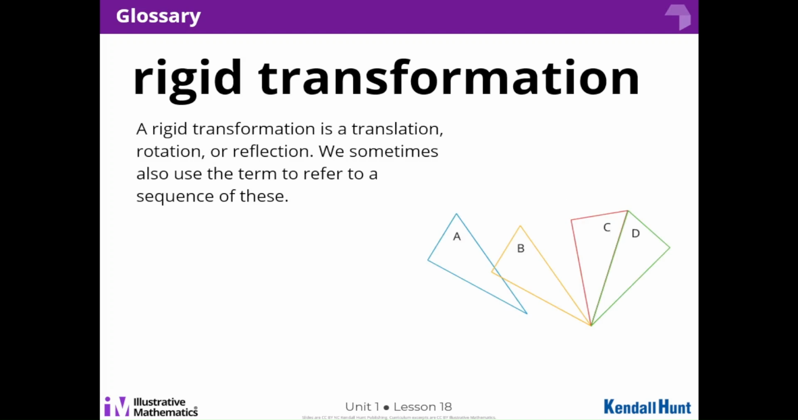Rigid transformation. These are the three movements that we've talked about: translations, rotations, and reflections. And we can even talk about a sequence of them as being a rigid transformation. So in this example, to go from A to B, we translate down and left. Then rotate from B to C, and then reflect from C to D.